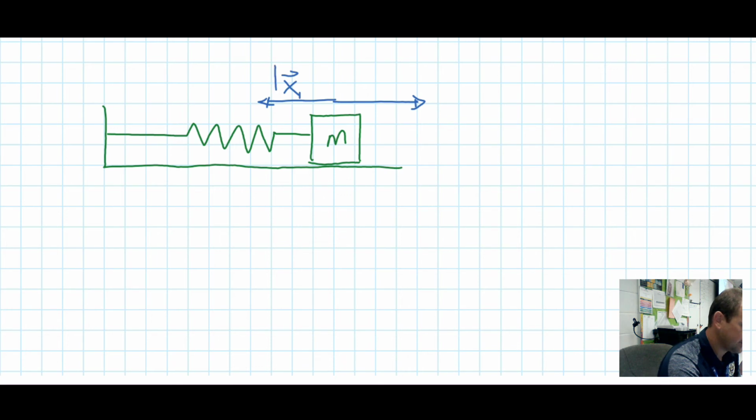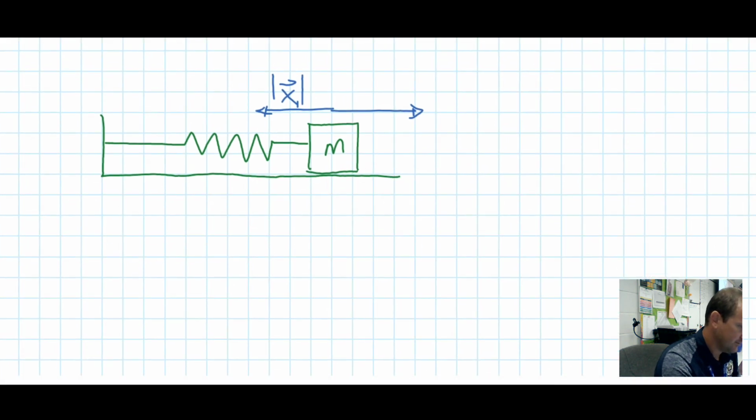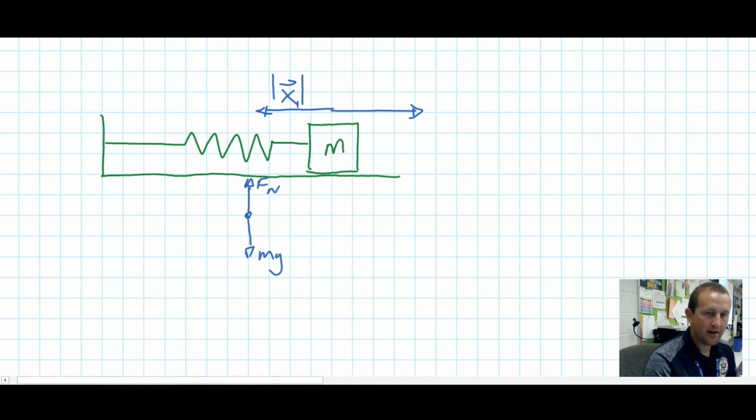So if the displacement vector x1 is in, then what happens to the free body diagram for the mass right there? We got the normal force, we got the gravitational force, and now the spring would be compressed, trying to push the mass to the right. The spring force would act to the right.